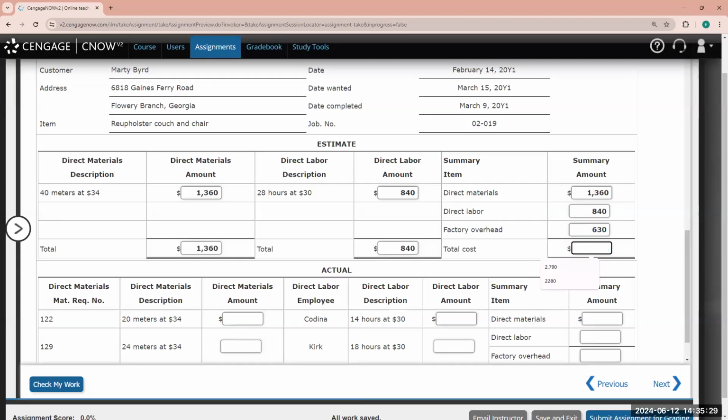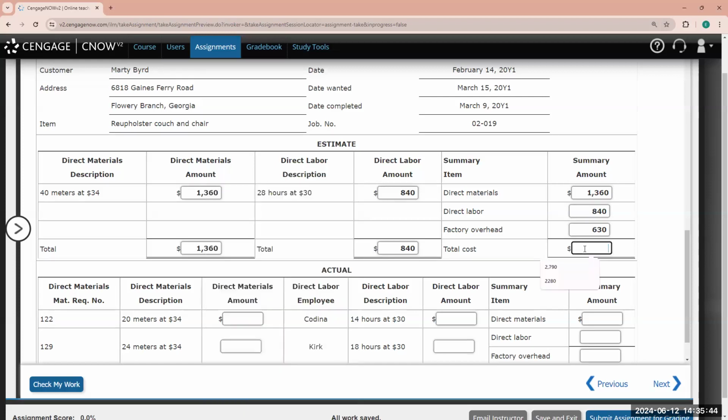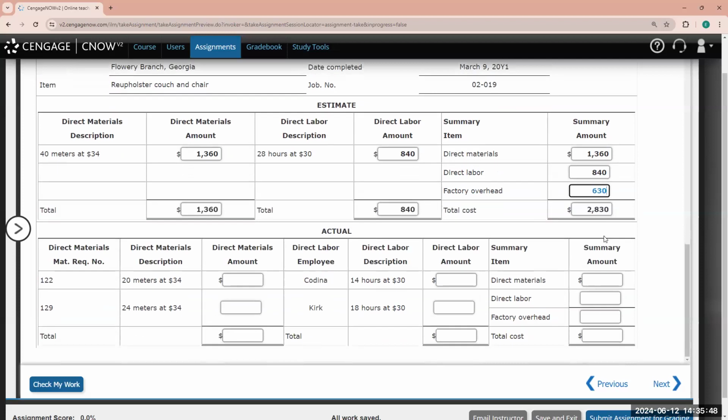So now we need to determine what is our total cost. So we add our direct materials of $1,360 plus our direct labor of $840 plus our factory overhead of $630, which gives us a total cost of $2,830. So that's for our estimate.